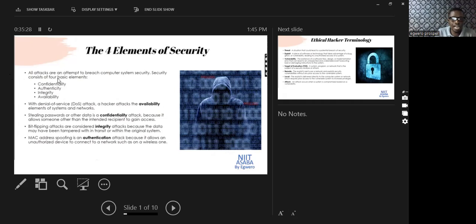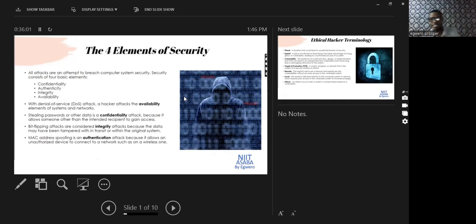So all attacks are on what? Attempt to breach what? Computer system security. That is what you are indirectly saying. The system has security structure and somebody wants to breach it. Somebody wants to force itself inside without proper what? Authorization. So security consists of 4 basic elements: confidentiality, authenticity, integrity, availability.